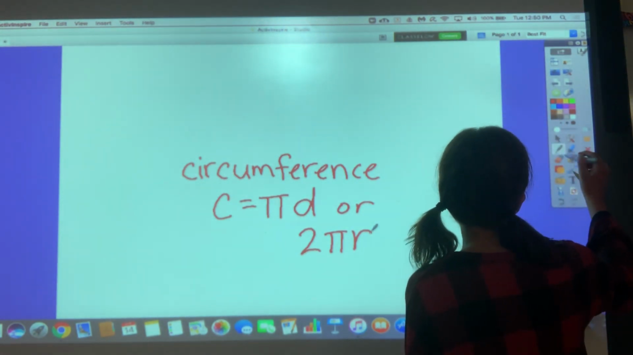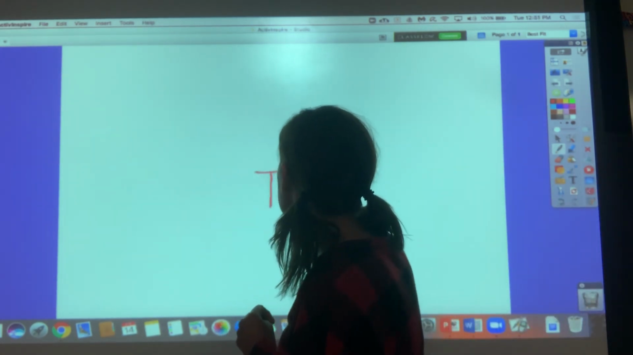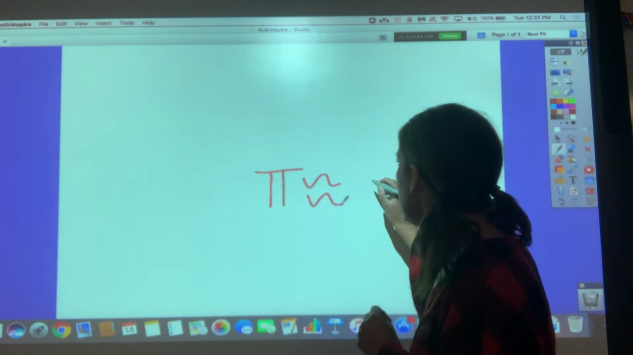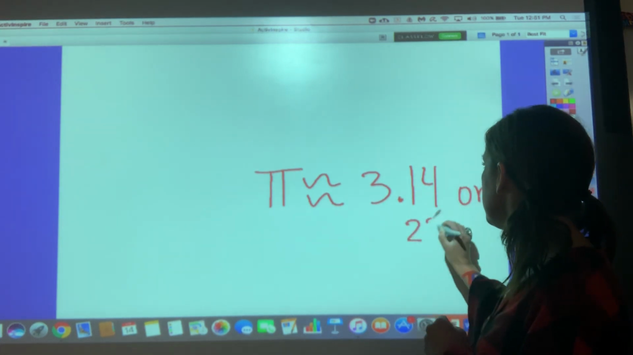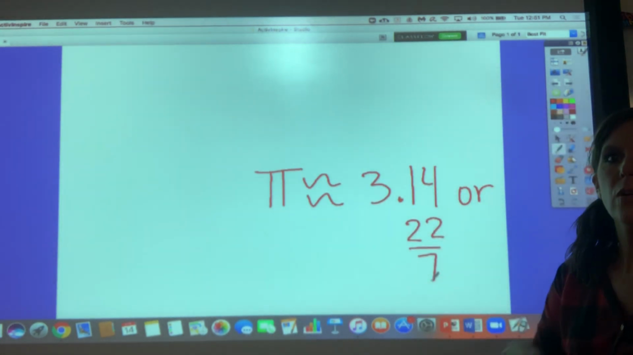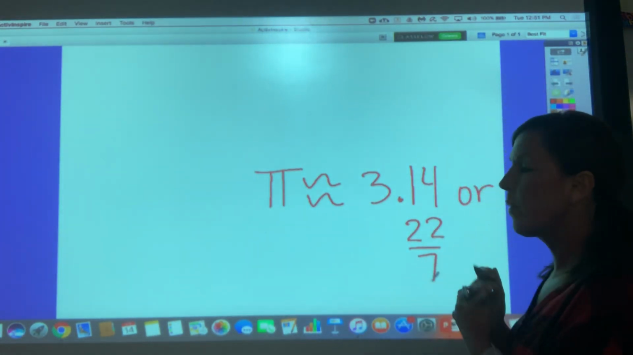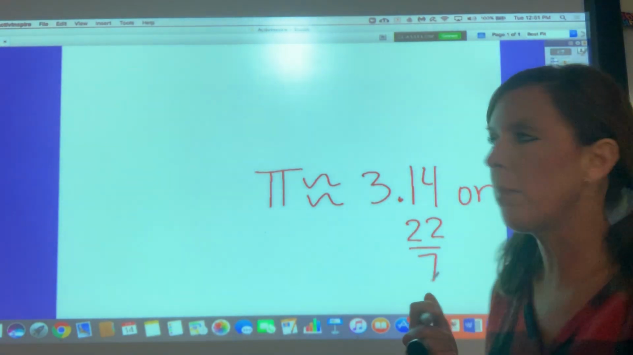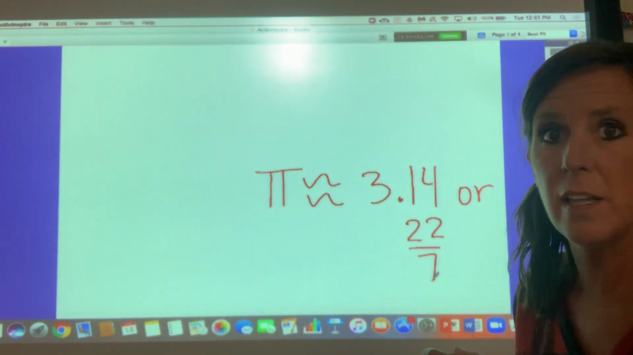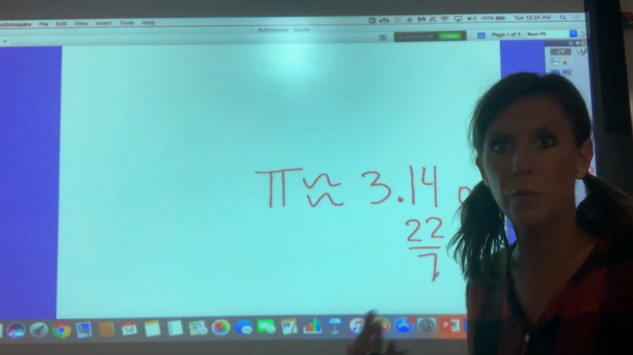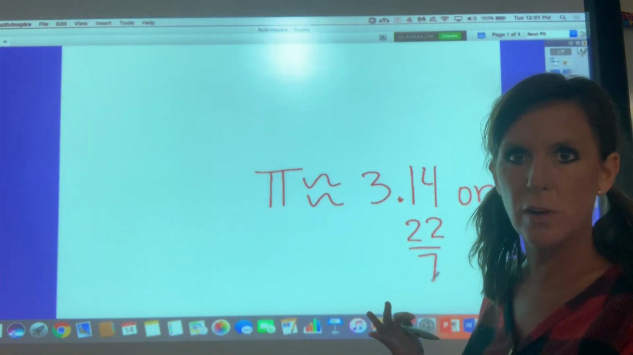And also, remember that we mentioned the other day that pi is approximately 3.14 or 22 over 7. There are certain times where 3.14 is going to be easier to use for pi in a problem, and other times when 22 over 7 is going to be easier. I'll tell you which one to use, but we're going to look at why sometimes you use 3.14 and sometimes you use 22 over 7.